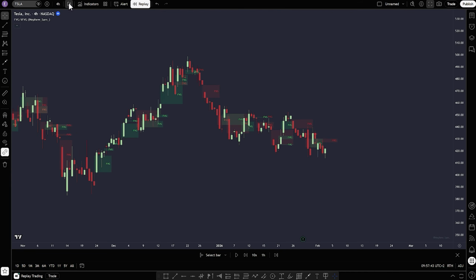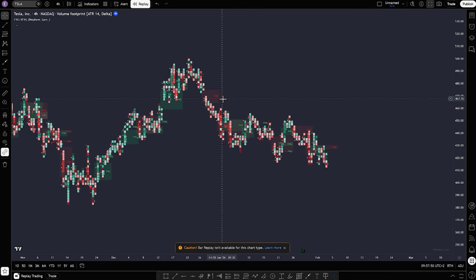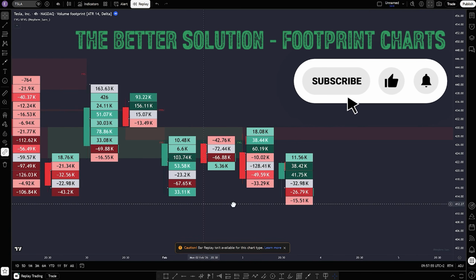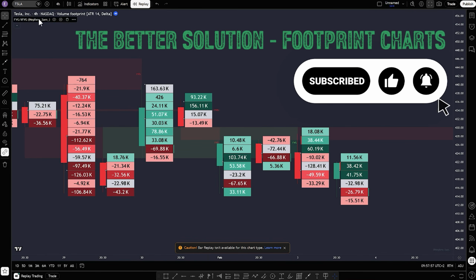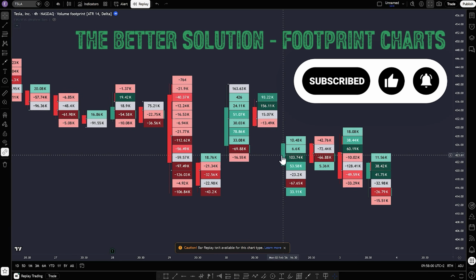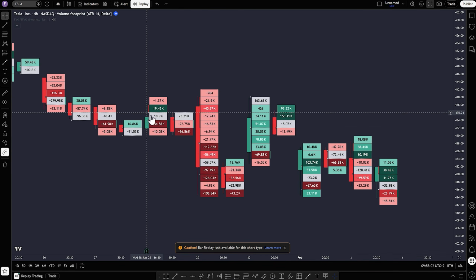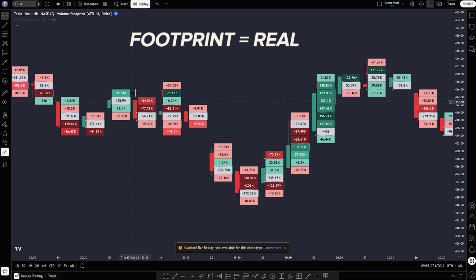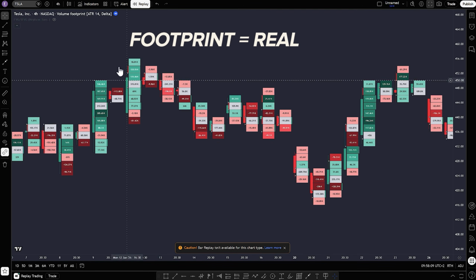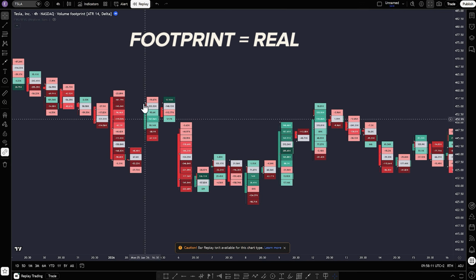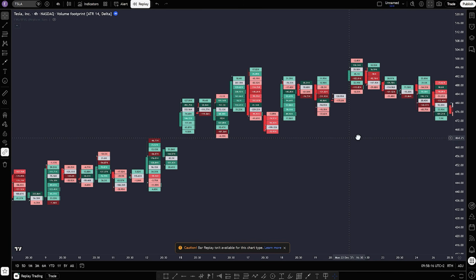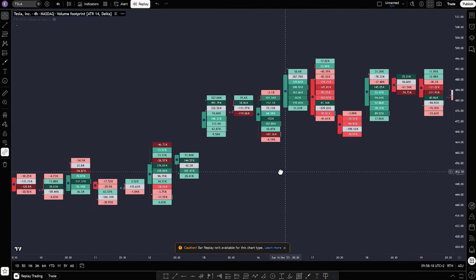If you actually want to see real imbalances in the market, use footprint charts. Footprint charts show you actual volume, actual absorption, actual aggressive buyers and sellers at every price level, not some arbitrary gap between three candles. Footprint charts are the ultimate tool for reading institutional activity. Fair value gaps are the astrology of smart money concepts. They sound intellectual, they look pretty on Twitter, and they work about as well as your horoscope.